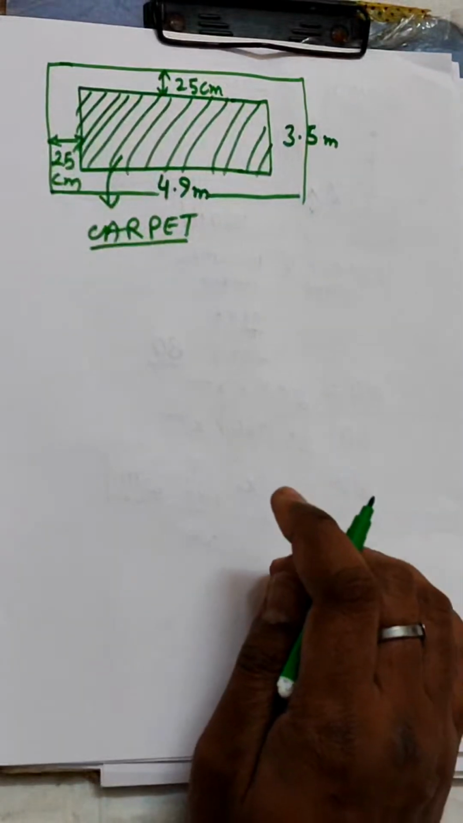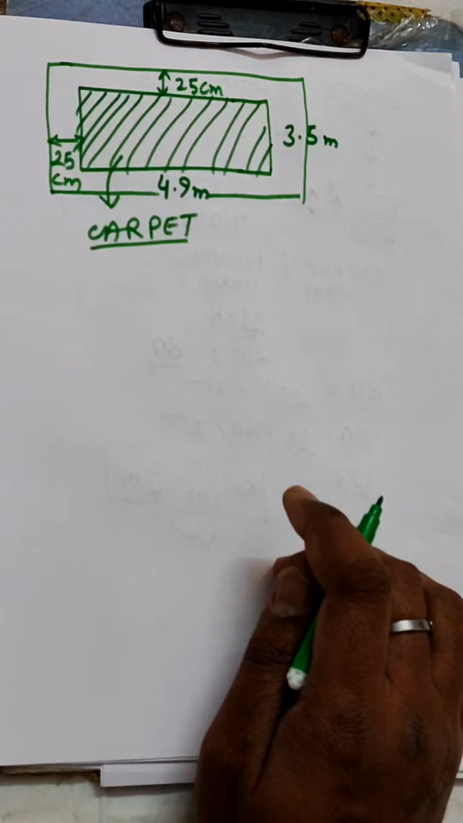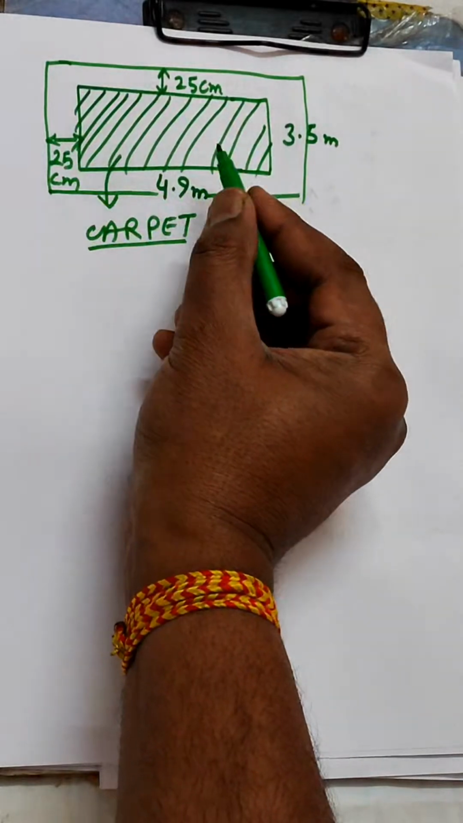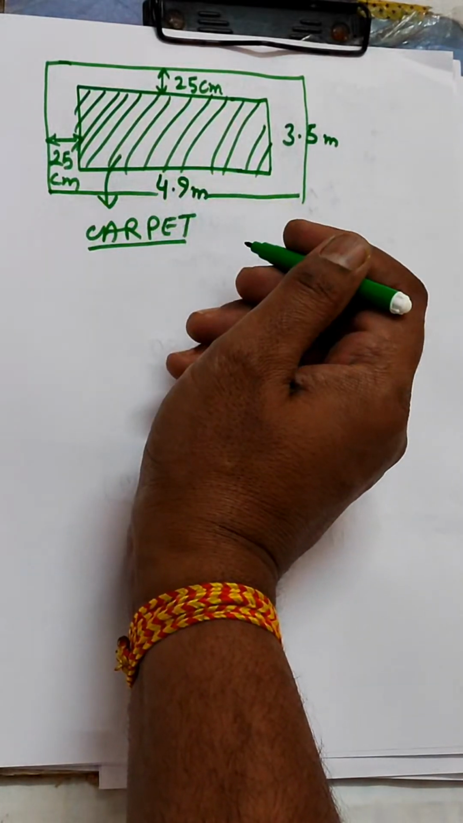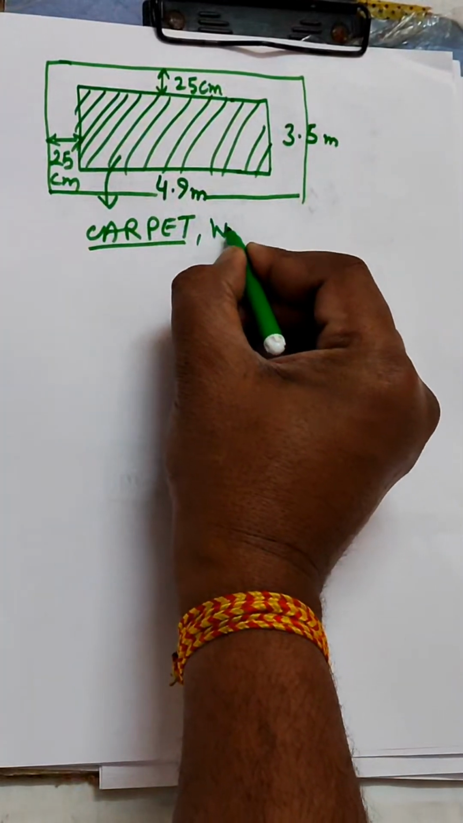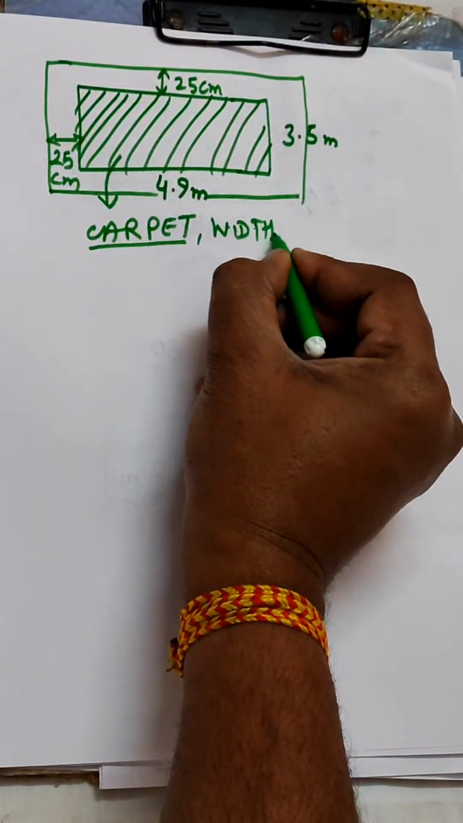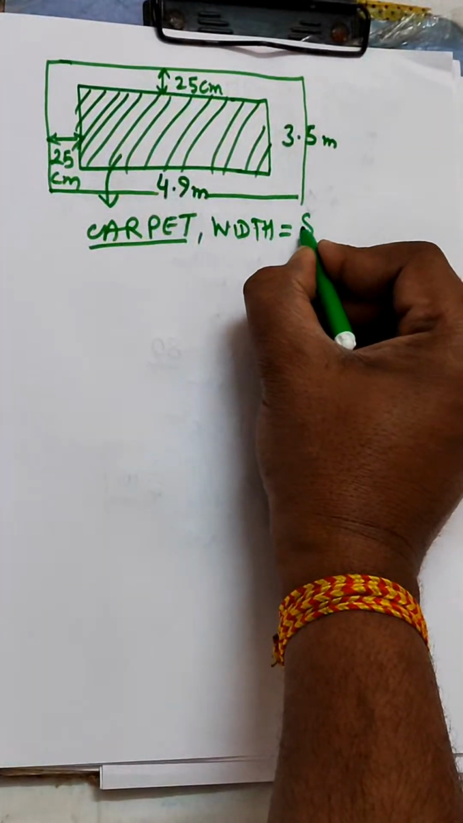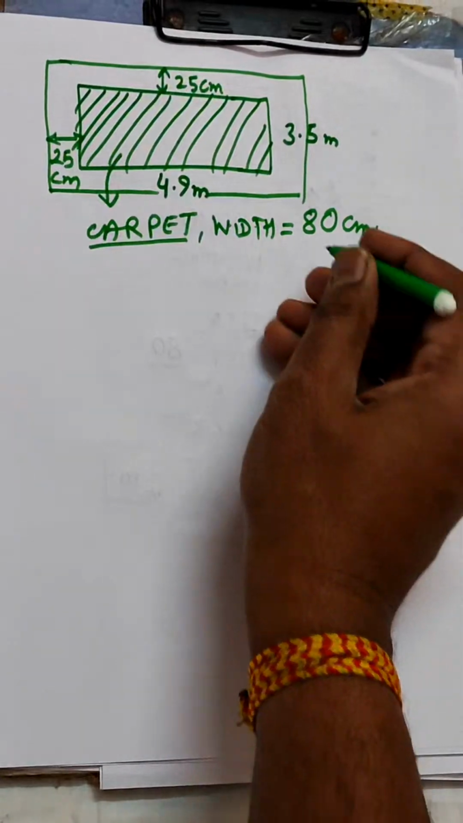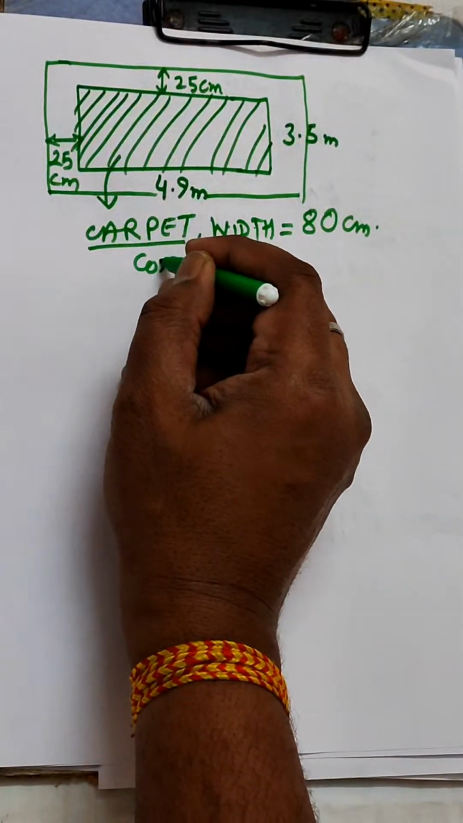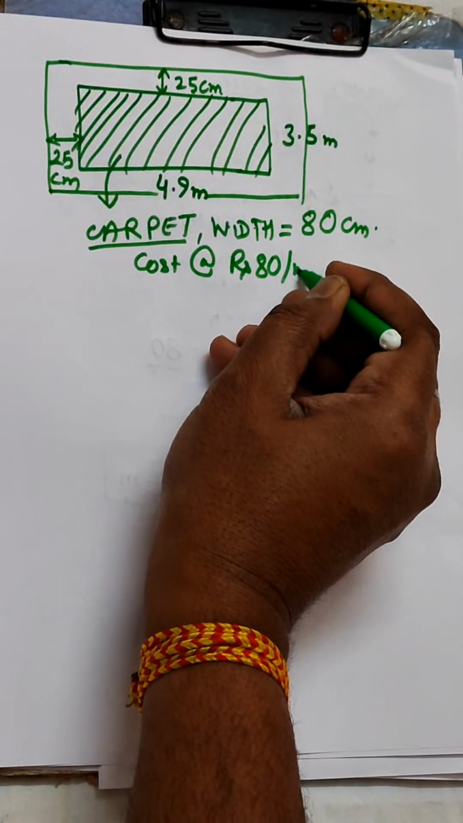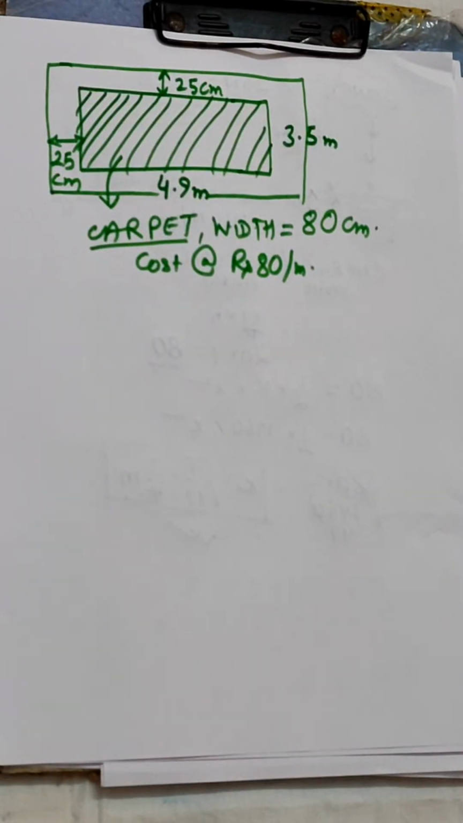Here it's given that leaving an uncovered margin of 25 centimeter all around the room, if the breadth of the carpet is 80 centimeter. So the carpet width is given as 80 centimeter. Find its cost at the rate of rupees 80 per meter, right? Let us solve this question.